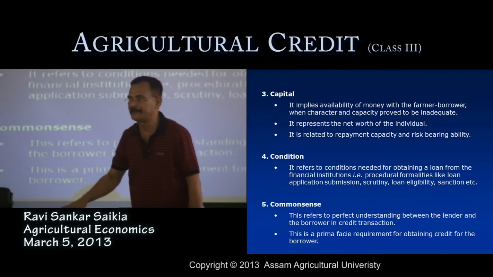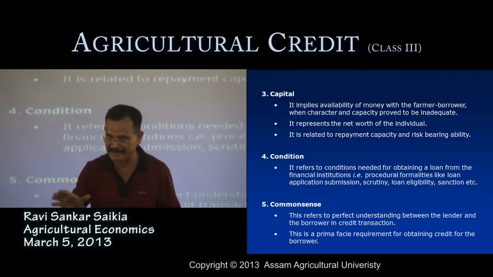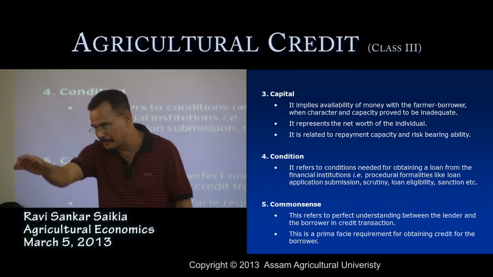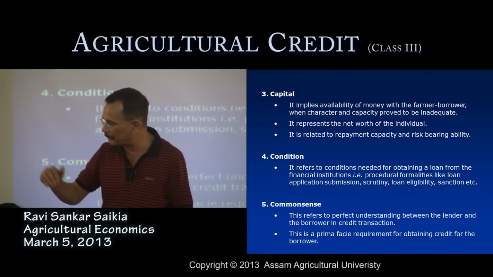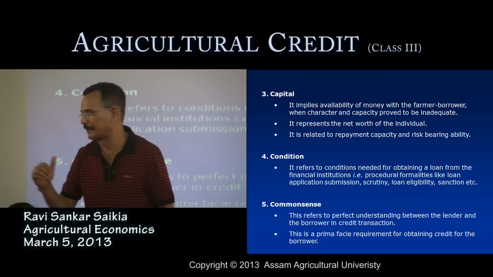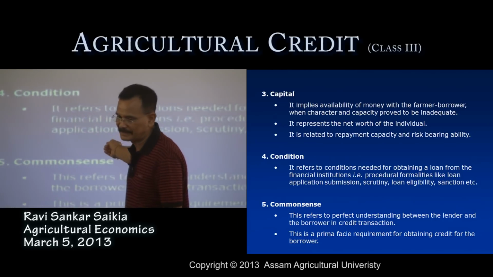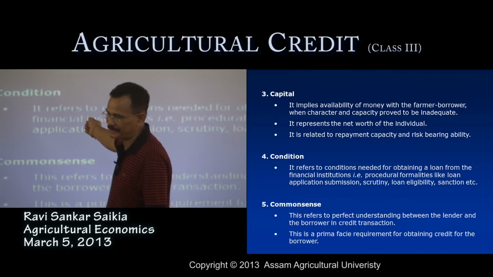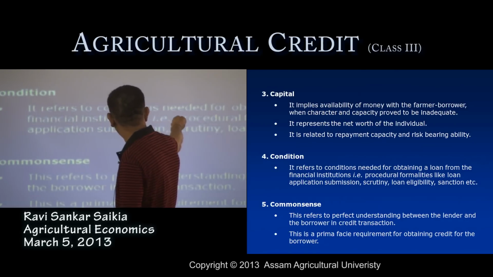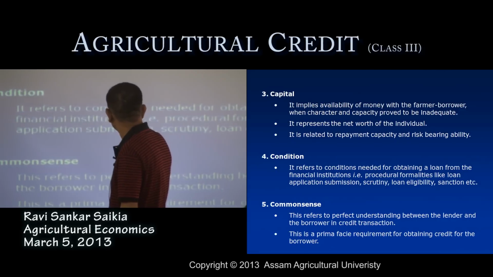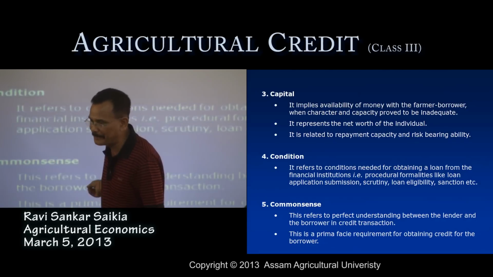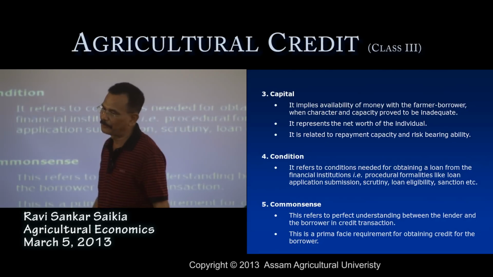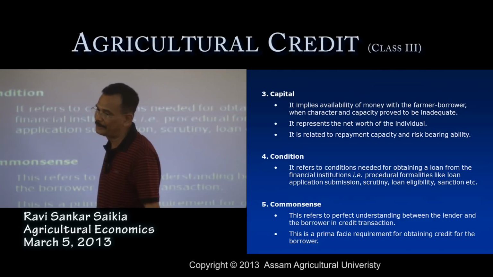There are several formalities generally followed by the banking organizations in sanctioning the loan to the farmers. We have to go through the different steps for sanctioning the loan or getting the loan by the farmer, or sanctioning the loan by the banking organization. So all these things are generally considered under this fourth C, that is the conditions. It refers to procedural formalities like loan application, submission, scrutiny of the records, loan eligibility criteria of the farmer, checked by the banking organizations. Then they may go for the final sanctioning of the loan to the farmers.